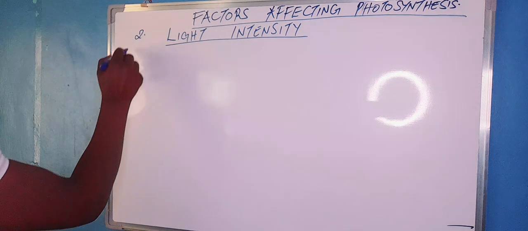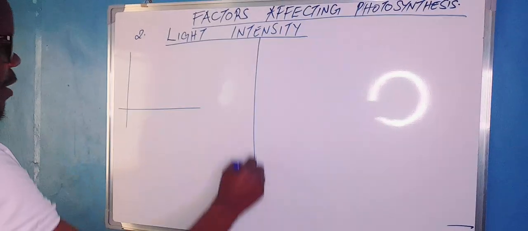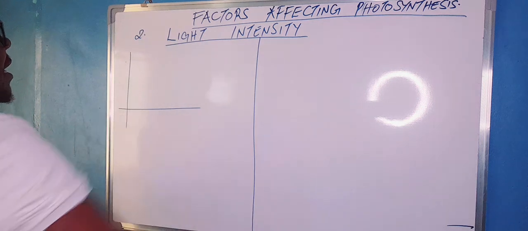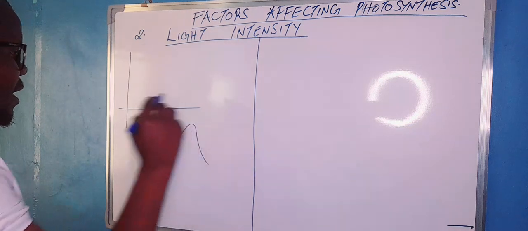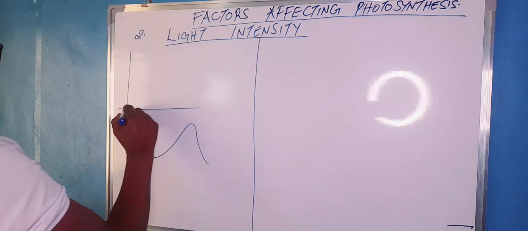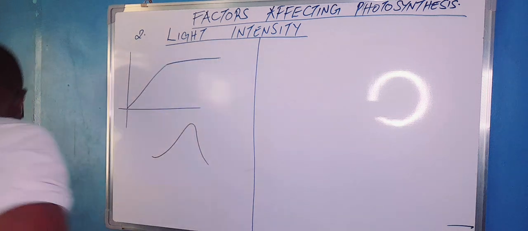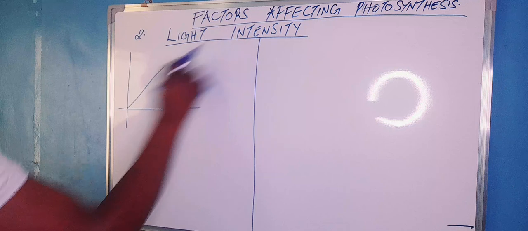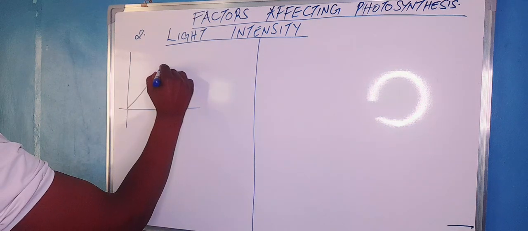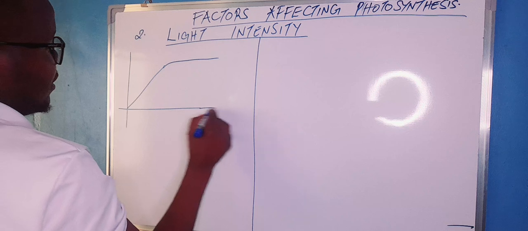And I'll use a graphical model again of what we had been discussing. The light intensity graph will not be like that for the temperature. For the temperature, we said it was rising, then decreasing. But for the light intensity, it will increase, then become constant. So we are saying it will do what? It will increase, then become constant. So this one is your light intensity.